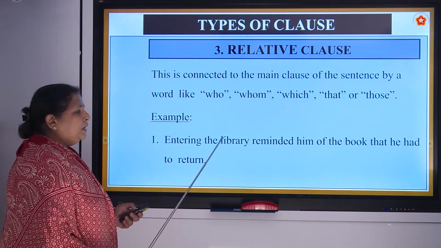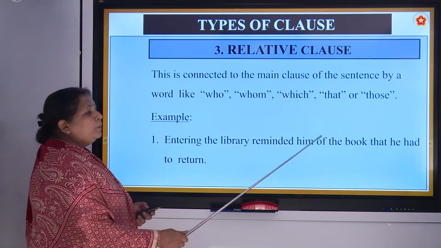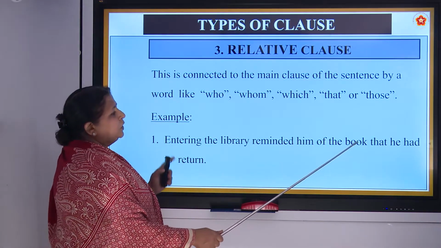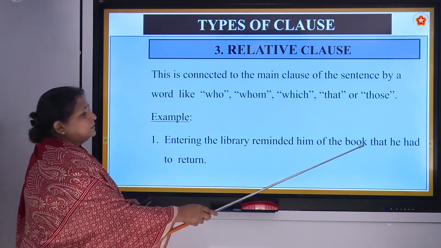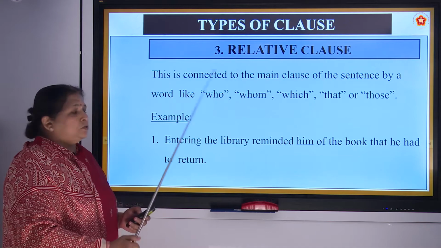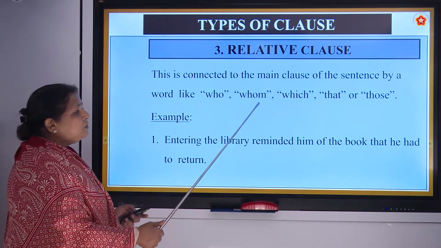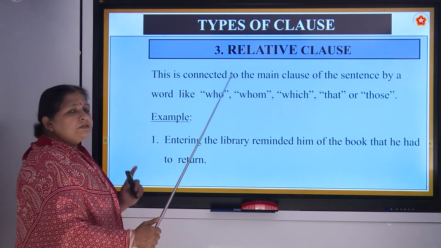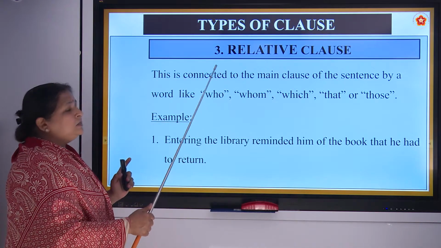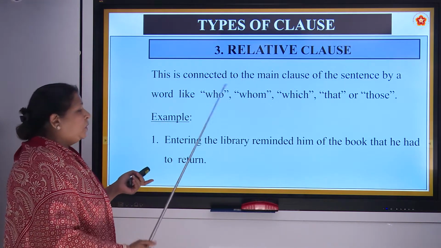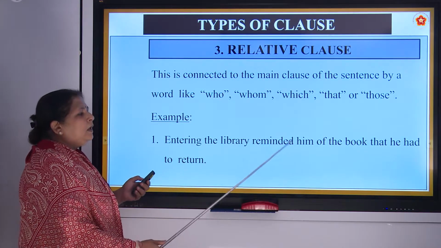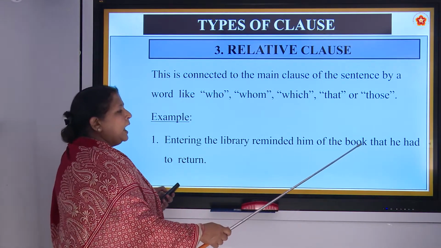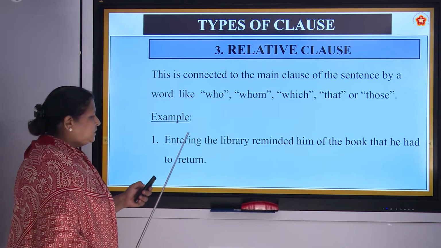Entering the library reminded him of the book that he had to return. Understood that? So this is a relative clause. If you remember all these words, that is enough for recognizing the relative clause and the main clause. Entering the library reminded him of the book that he had to return.